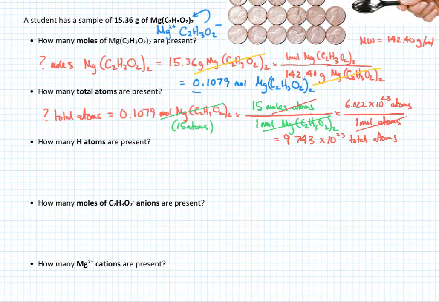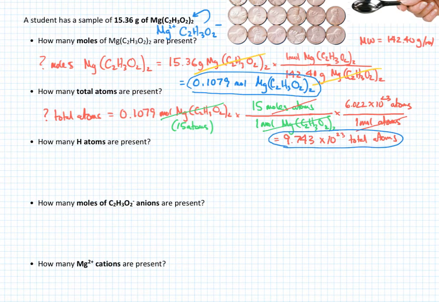Okay, let's circle our answers we're getting. We're getting this one for problem number 1. We have this one for part 2. And this is a big number. We expect it to be a big number. Whenever you see total atoms, you're going to expect this to be a big number.